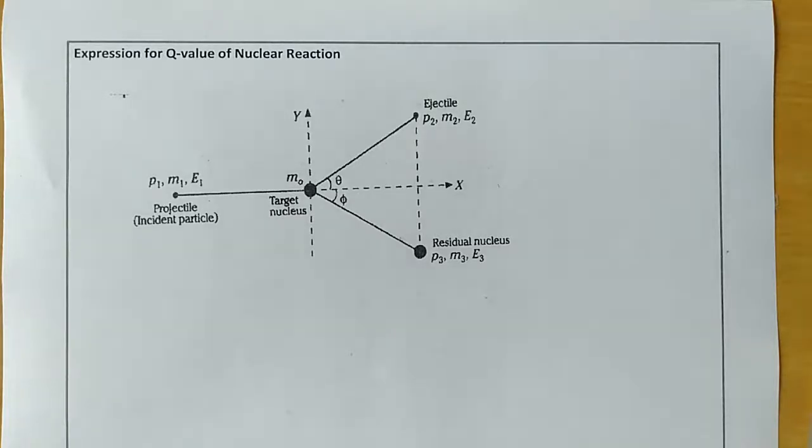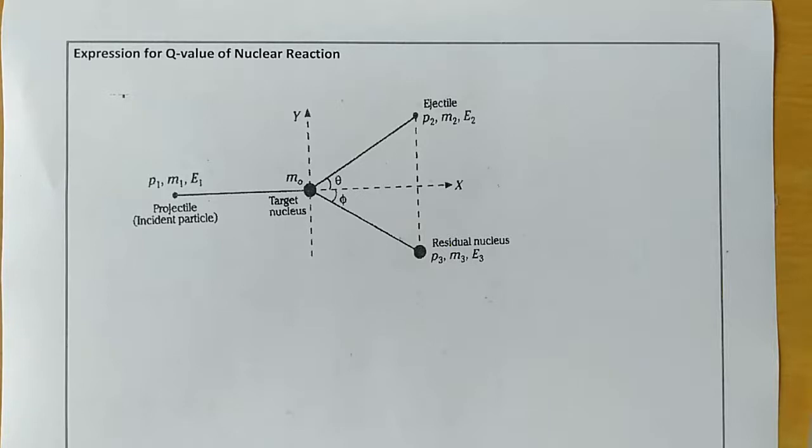In the previous session we discussed what we mean by the Q value of a reaction. That is nothing but the total energy that is released or absorbed in any nuclear reaction. So the Q value of a nuclear reaction is defined as the total amount of energy released or absorbed in any nuclear reaction.